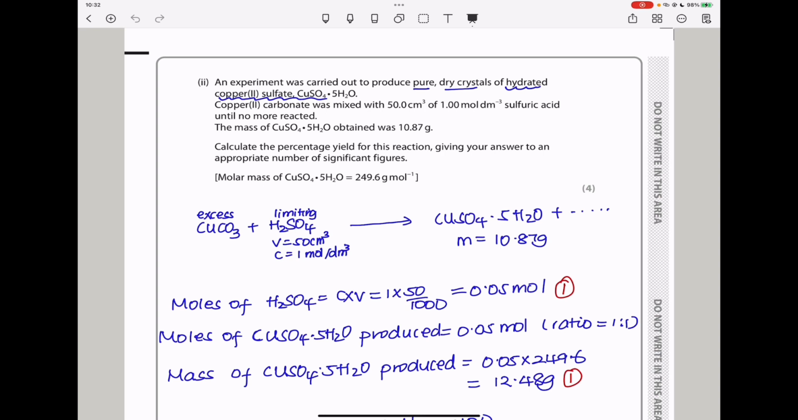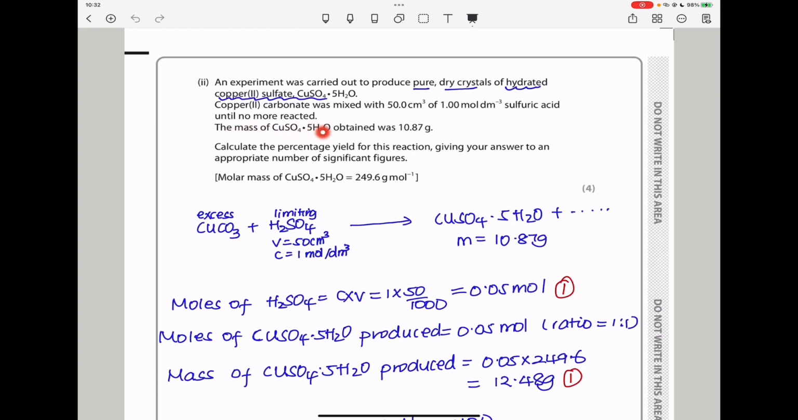Here they say an experiment was carried out to produce pure dry crystals of hydrated copper(II) sulfate. They say copper(II) carbonate was mixed with 50 cm³ of 1 mol/dm³ sulfuric acid until no more reacted. So until no more reacted, it means the copper carbonate was in excess, and therefore sulfuric acid is going to be the limiting reagent. So we always use the moles of the limiting reagent to determine the moles of everything else that participated in the reaction, either that reacted or that was produced.